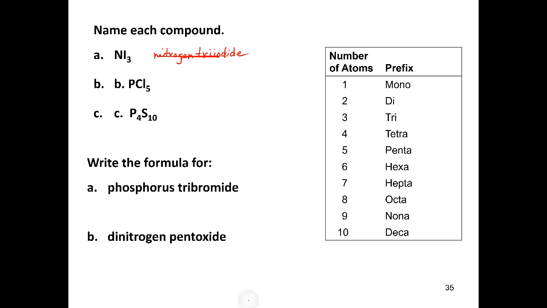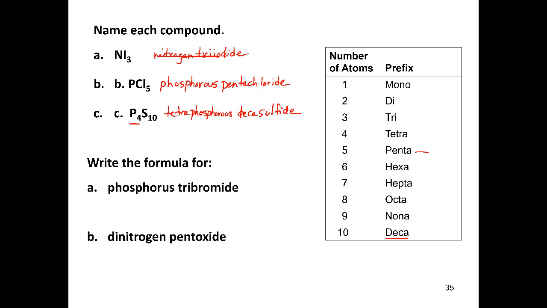All right. PCl5 is going to be, and you can, if you need to look these up, phosphorus is what P is. And 5 is penta, so phosphorus pentachloride. And then I've got phosphorus on this one too, but how many do I have? 4. So this is going to be tetraphosphorus decasulfide. See, I just think those are easier.